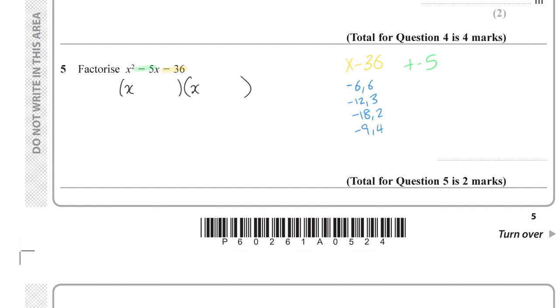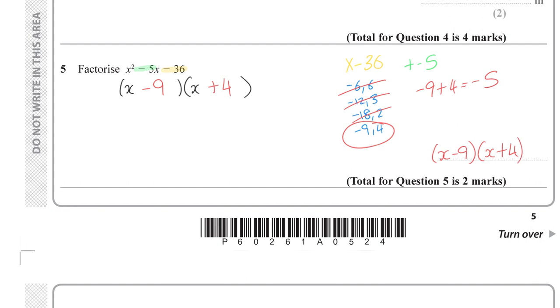Now, looking down the list, you know straight away that some of these are not going to work. That's not going to add up to negative 5. Neither is that, and neither is that. This is the only one that has some hope. So negative 9 plus 4 will give you negative 5. So these are the two options I'm going to put in. One goes in this one, and one goes in that one. And there we go. You have factorized your quadratic.